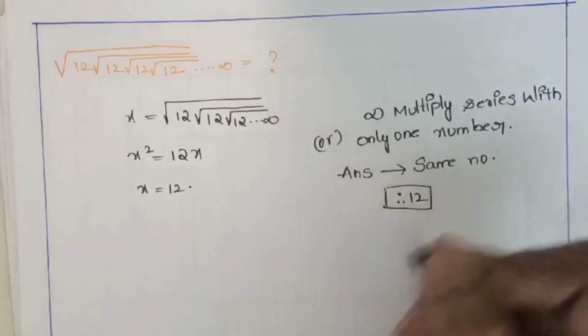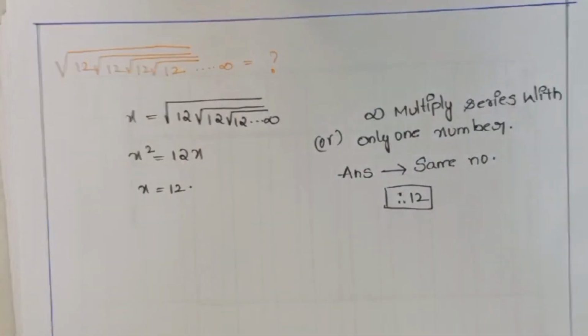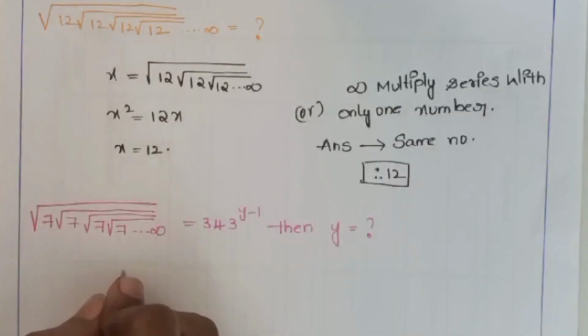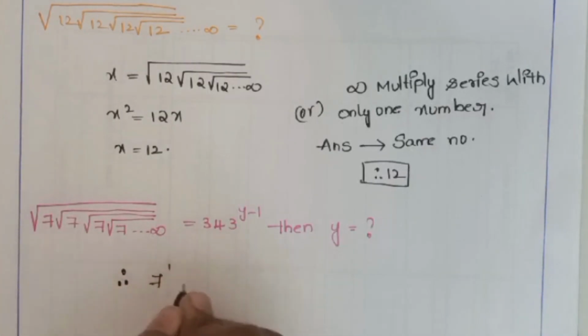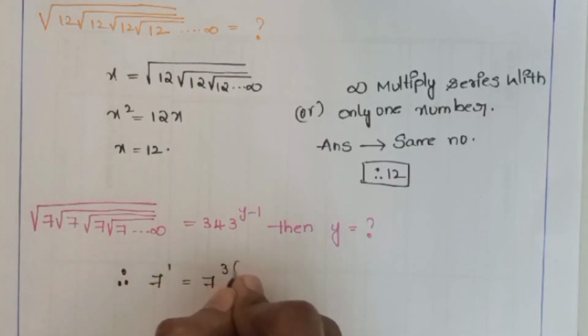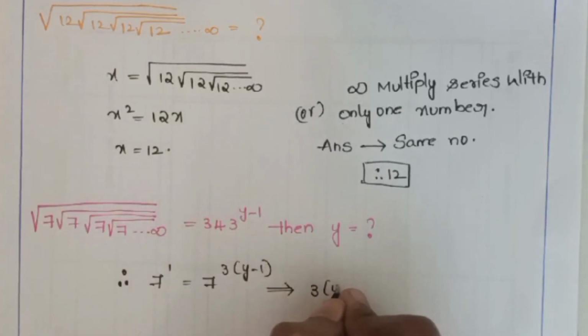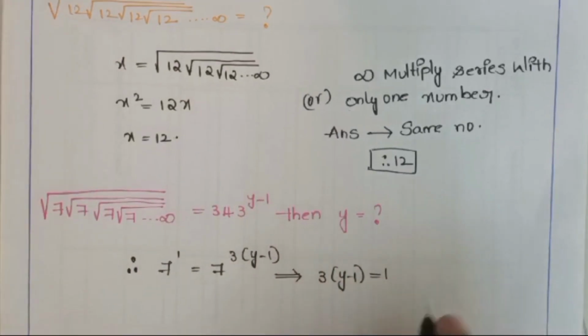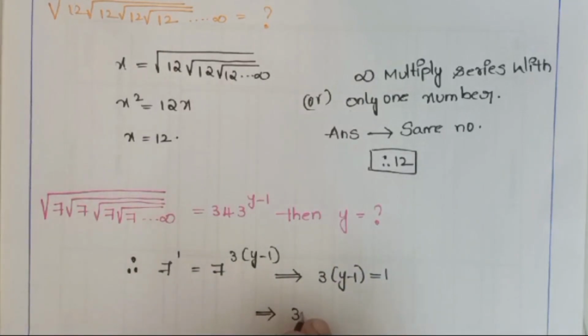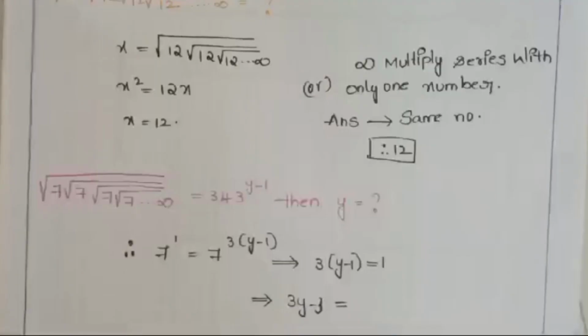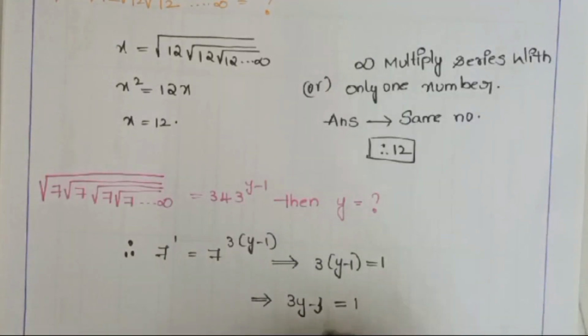So here is the question. They're asking a certain kind of solution. We know that in the LHS part the answer will be 7, and in the right hand side we'll have this. 343 can be written as 7 cube, and we can simplify it and get the solution easily. So y is equal to 4 by 3.